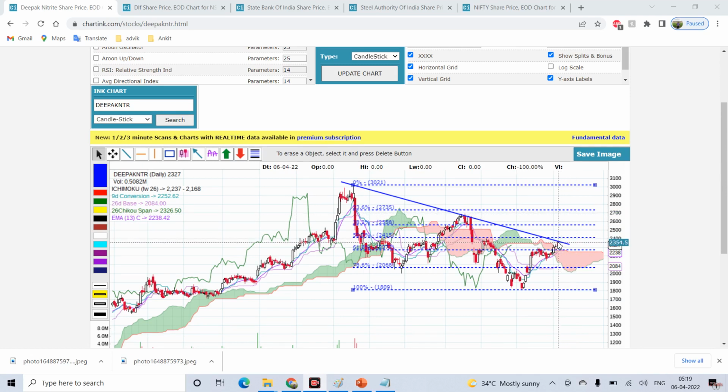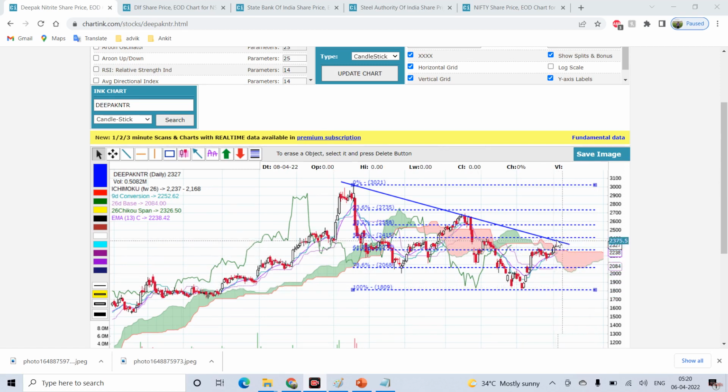The other setup is if it stays below this line and tries to hit this line many times, and every time it comes down, then it's more of a short setup. If it stays below this line for at least a week, then one can keep a stop loss a couple of percent above this line, above whichever point he's taking the trade. Let's say 2330 or 2340 is the entry, so 2330 plus 2% on the stop loss, so maybe around 2400 is the stop loss, and then one can look for downward movement again towards the 1800 mark or even below. But yes, 1800 is something we can assume it may again come down to.